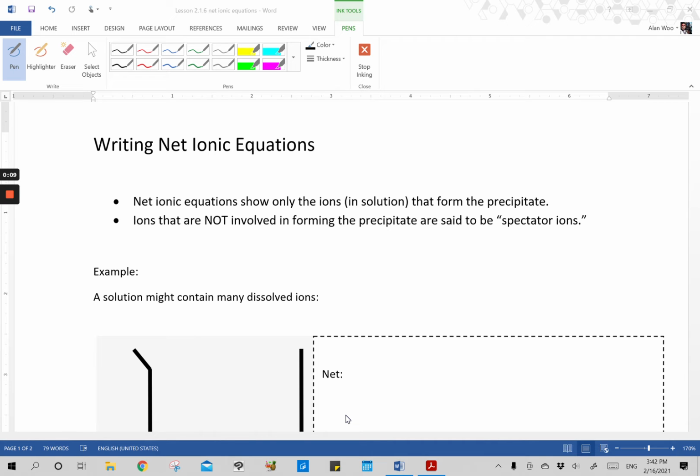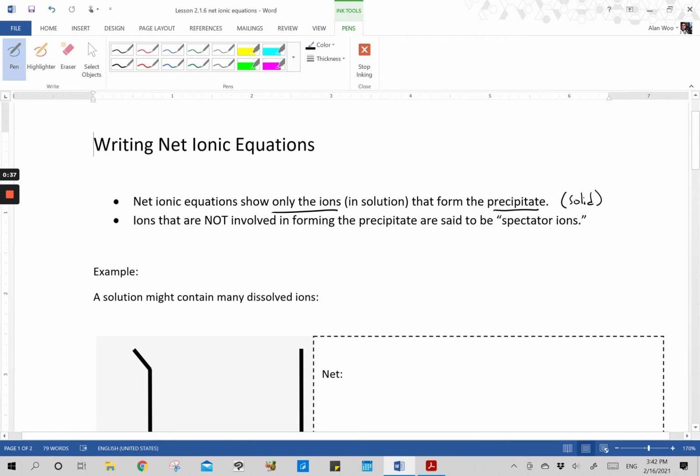When we're writing net ionic equations, it's basically a reaction that involves ions. In particular, we want to show only the ions that are present in a solution that actually form a precipitate. Okay? And if you remember from our last lesson, a precipitate is basically a solid that comes out of solution. Okay, so it's no longer dissolved.